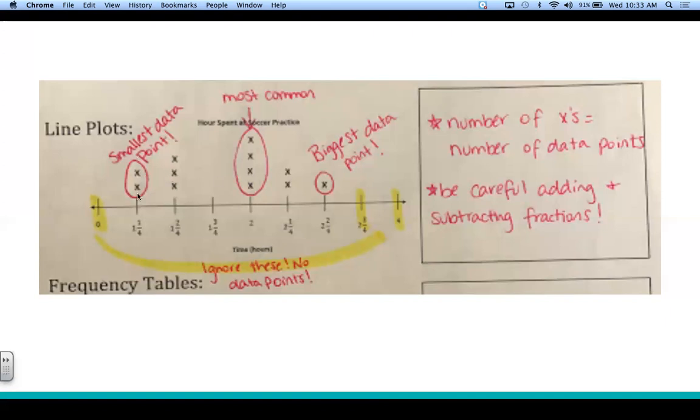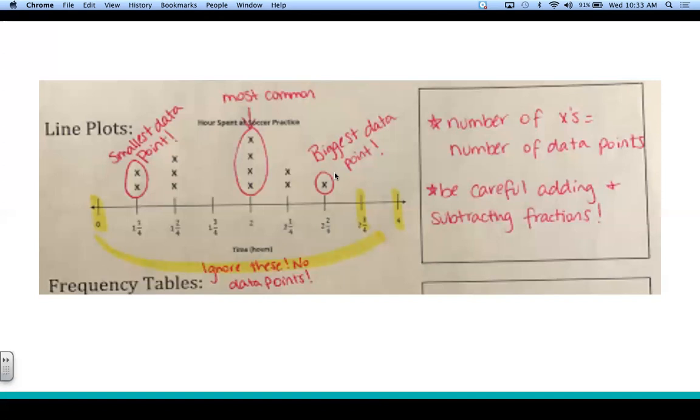And then the biggest data point, which means they practice the longest time, I'm thinking these kids may be older or they're in a more competitive soccer league or something, would be 2 and 2/4 or 2.5. So like highlighted in yellow, all the ones you don't even need to take into consideration because there are no kids that practice soccer for that amount of time.